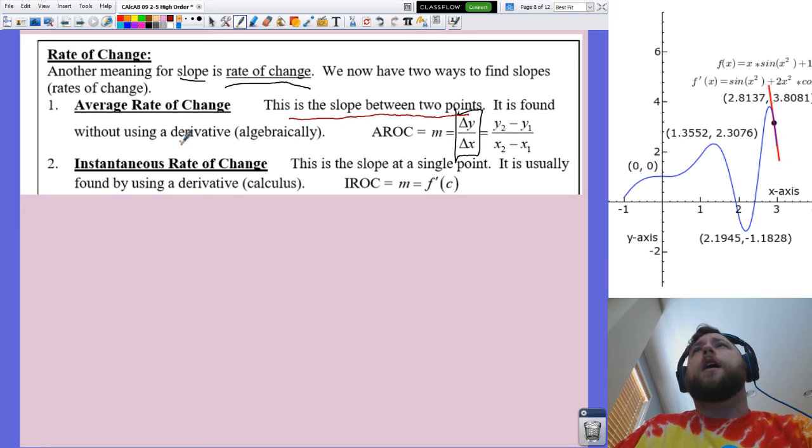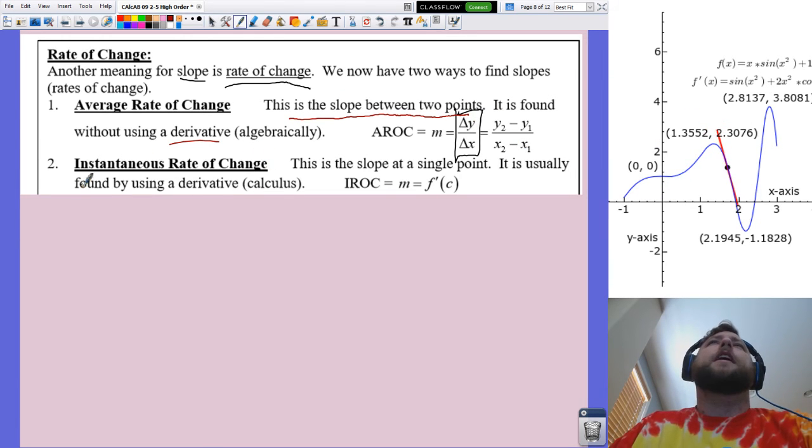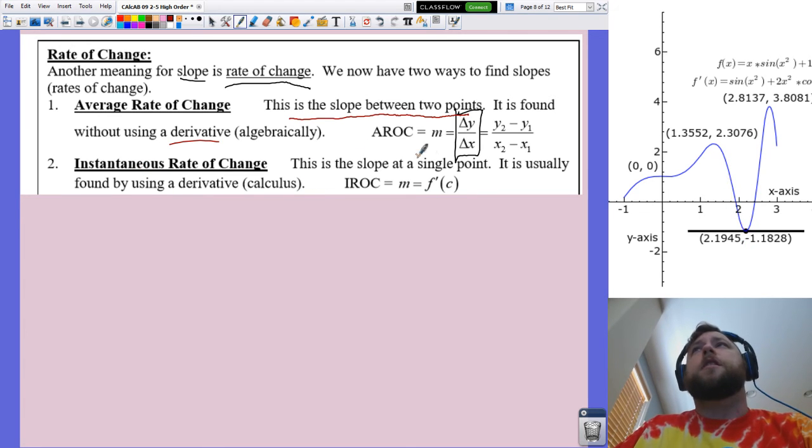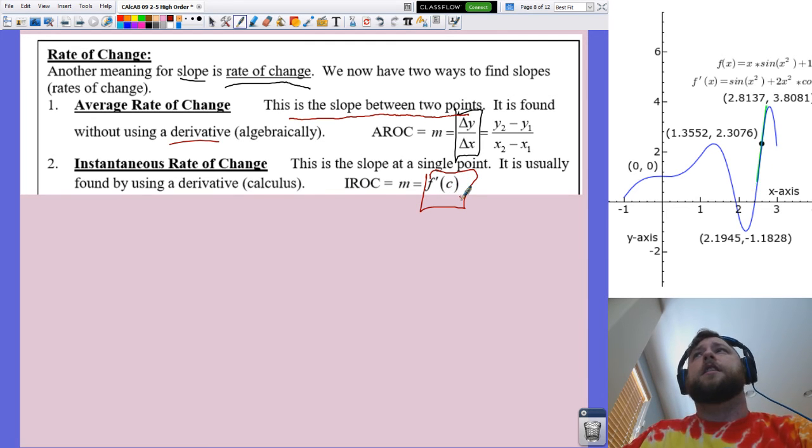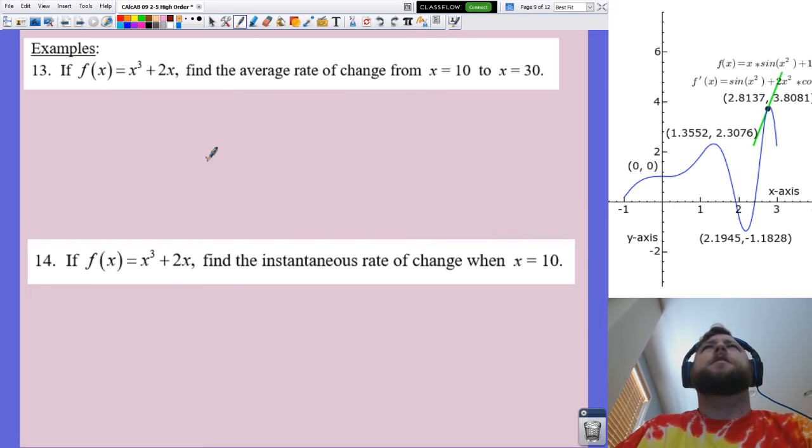You do not have to use the derivative for this, and you can use the equation y2 minus y1 over x2 minus x1, your change of y over change of x. Now sometimes we want to find instantaneous, so you want to find the rate of change at a certain point. This means the derivative at that point. So find the derivative and then plug in that point. So let's see some examples.